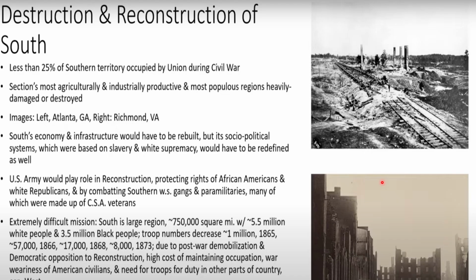There's post-war demobilization going on. There's endeavors to cut budgets. And of course, there's Democratic Party opposition to Reconstruction, not only in the South, but in the North as well. And there's constitutional issues that come with having the U.S. Army deployed in American territory, which the South is part of the United States again. And of course, troops are needed in other parts of the country. They're needed particularly out west to deal with the ongoing wars against Native Americans, and especially in the mid-1870s on, troops are going to be needed in the North as well to deal with labor unrest. So it's an extremely difficult mission reconstructing the South.